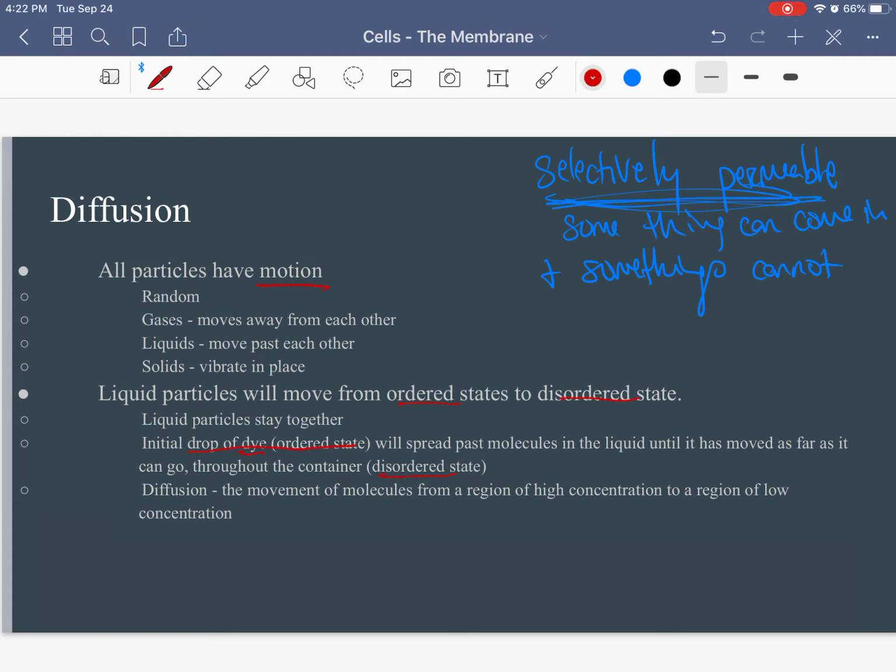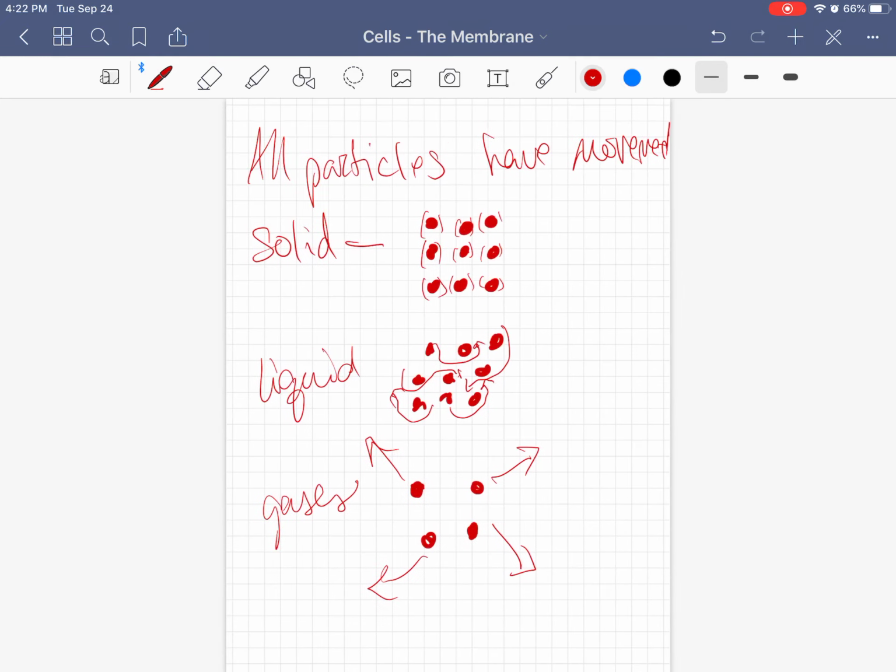Molecules in the initial drop of dye in that ordered state are going to bump against each other, and they're going to bump away from each other, and they're going to move as far as they possibly can into the container until they've reached that dispersed or disordered state. When we talk about diffusion, we're moving from regions of high concentration, like the drop of water or drop of dye, to regions of low concentration, like the water. So we want that drop of dye to spread out all the way across the water.